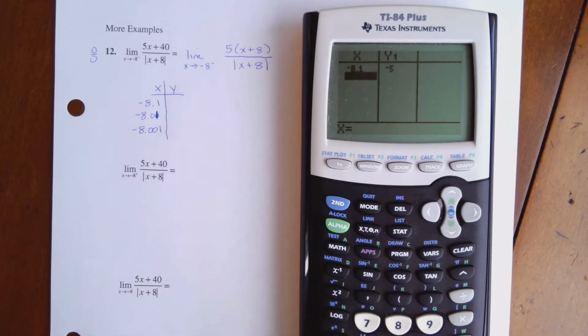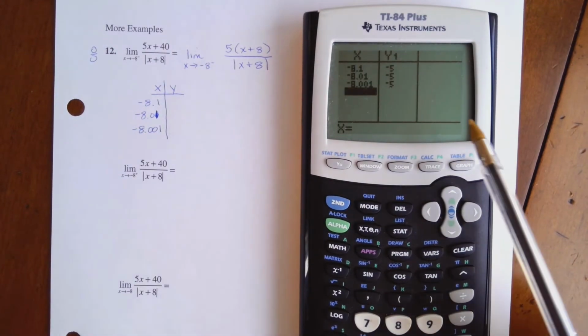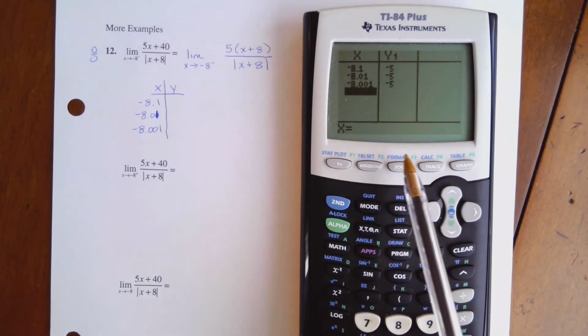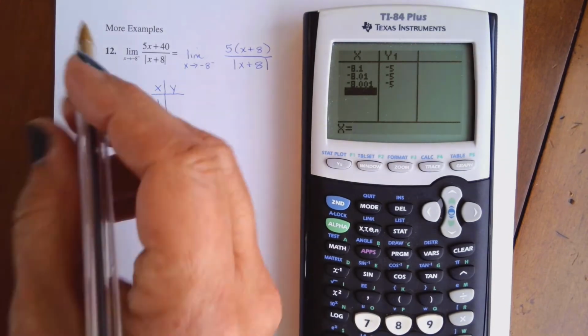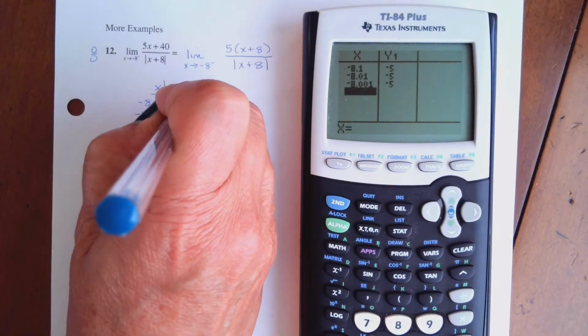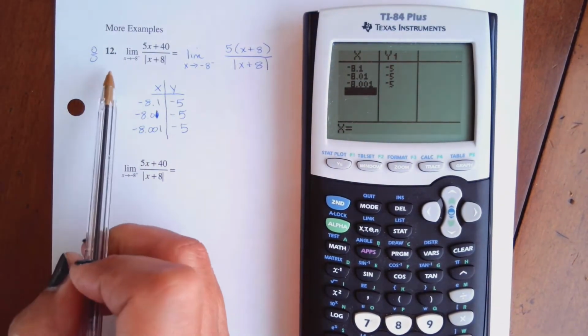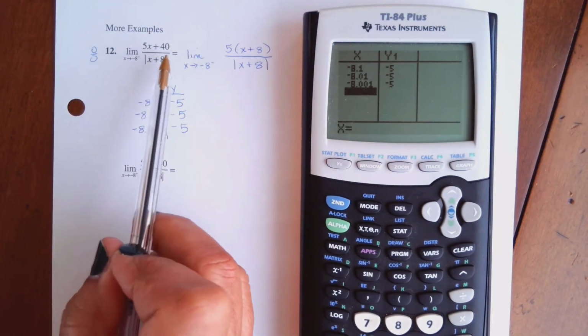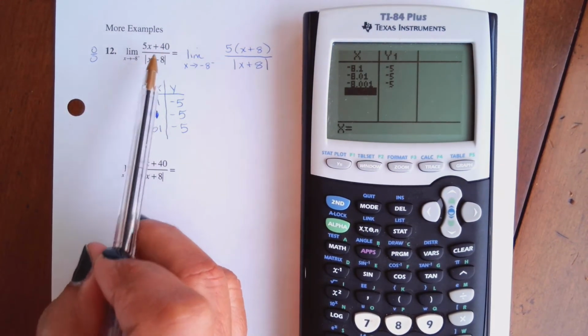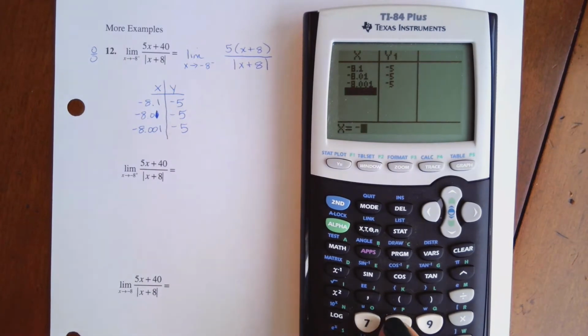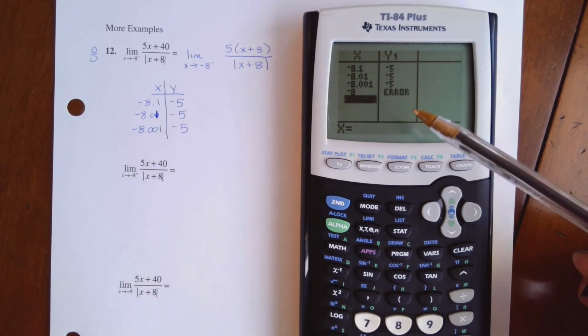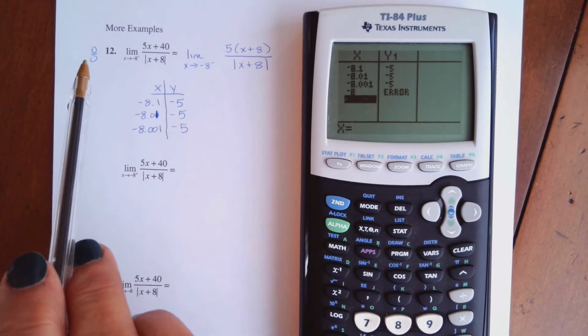-8.1. Notice I get -5, -8.01, -8.001, right? So that's that horizontal line that we just saw going down at -5. So all of these are -5. Now remember, if I used -8, I got 0 over 0, right? So if I just put in -8 right here, I'm going to get an error message. Can't have 0 in the denominator, okay?